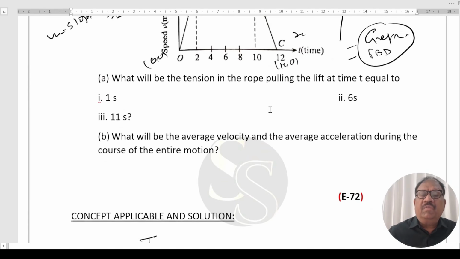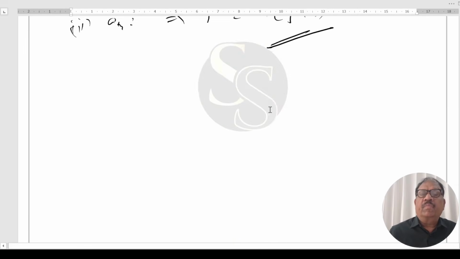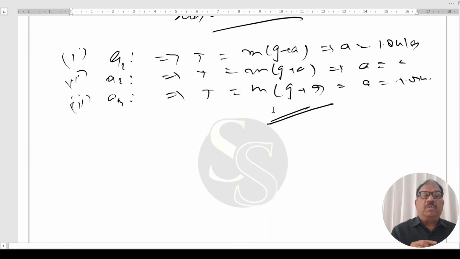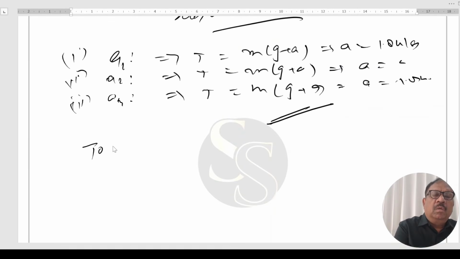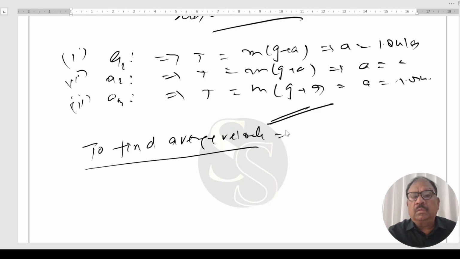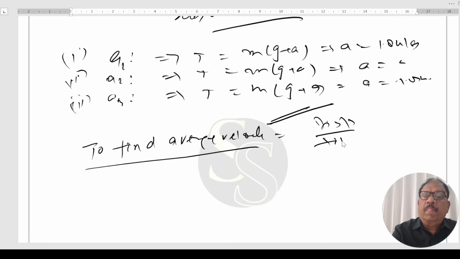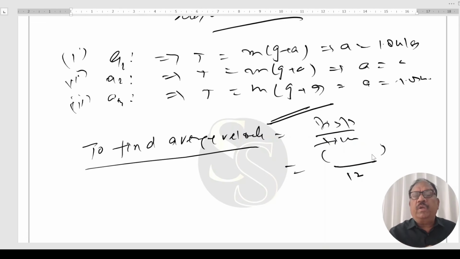Second is, what is the average velocity? To find average velocity, velocity is displacement upon time. Total time is 12 seconds. Displacement you have to find out.